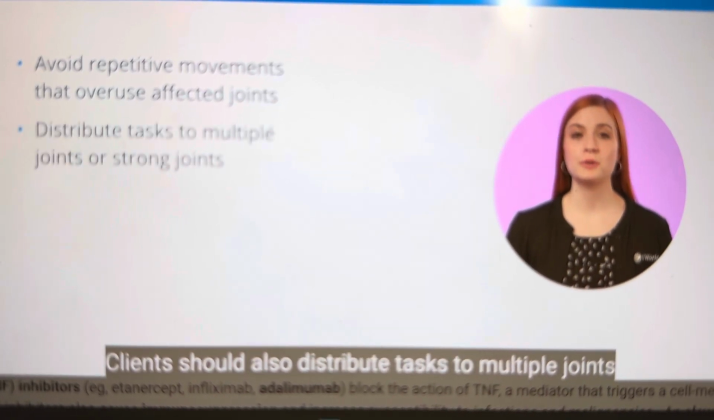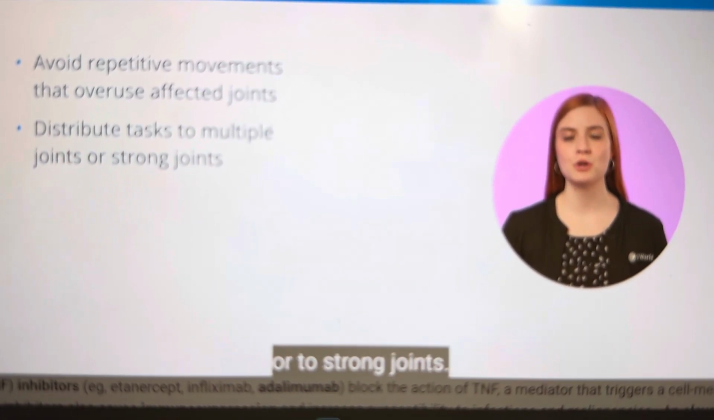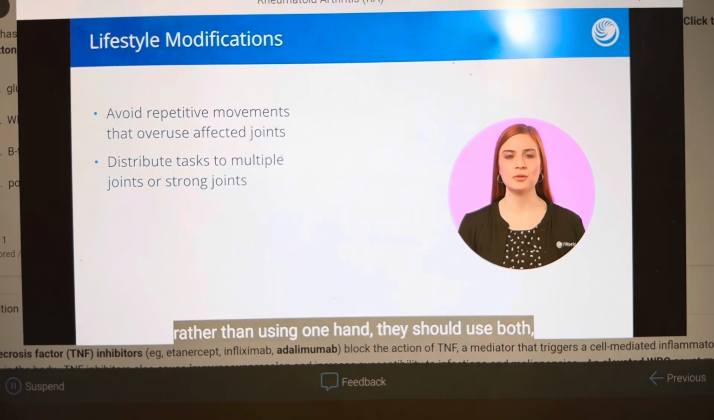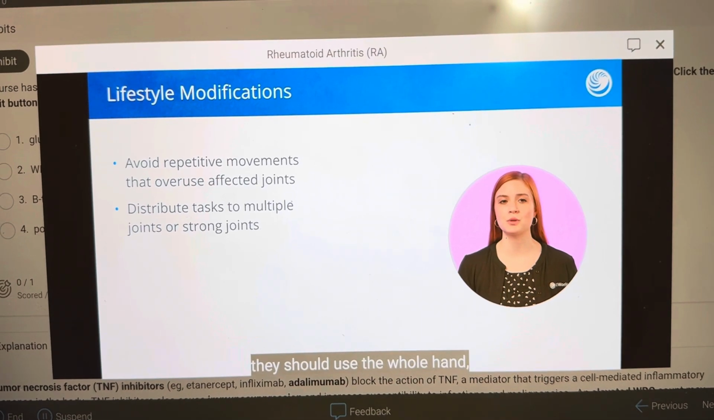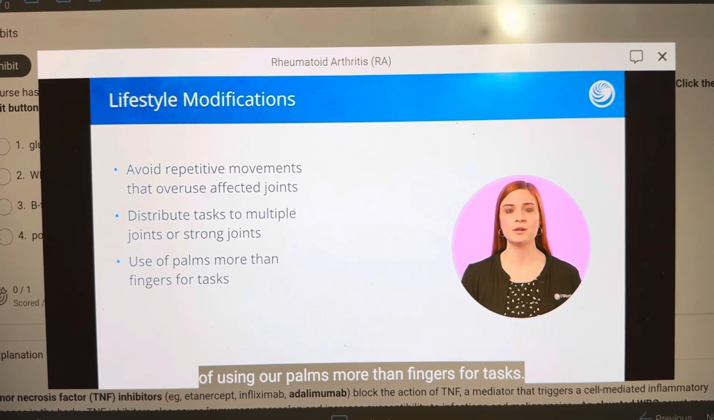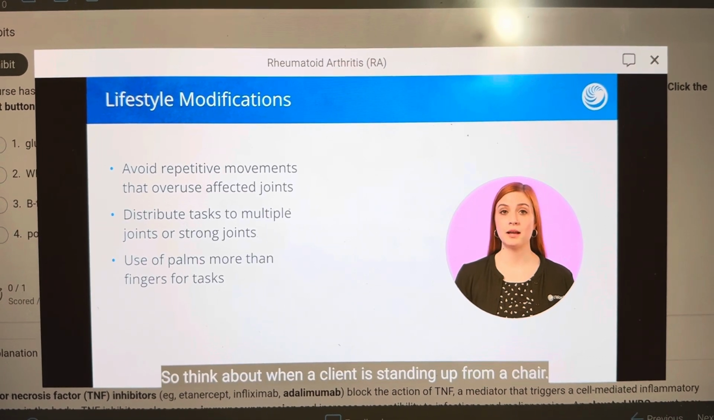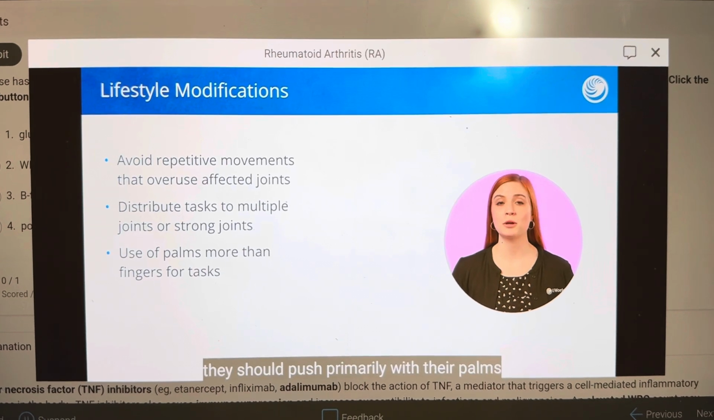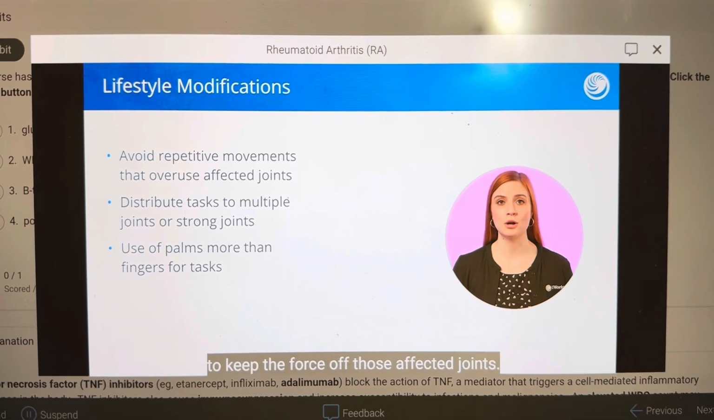Clients should also distribute tasks to multiple joints or to strong joints. So if they're carrying something, rather than using one hand, they should use both. And rather than just using their fingers, they should use the whole hand. Which brings us to the next one of using our palms more than fingers for tasks. So think about when a client is standing up from a chair. Rather than pushing with their fingers, they should push primarily with their palms to keep the force off those affected joints.